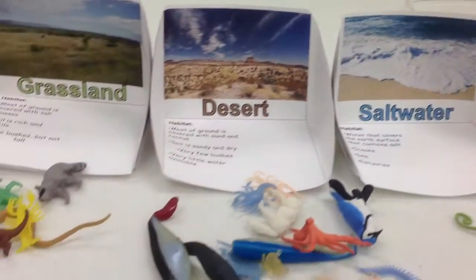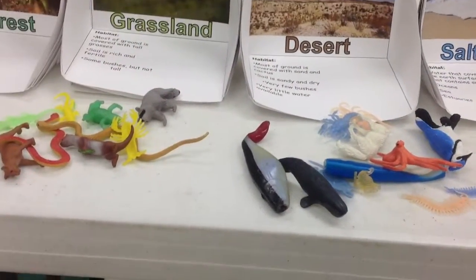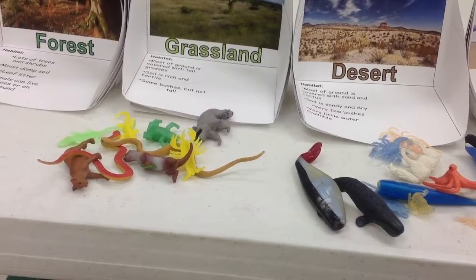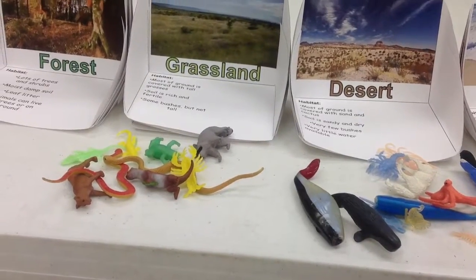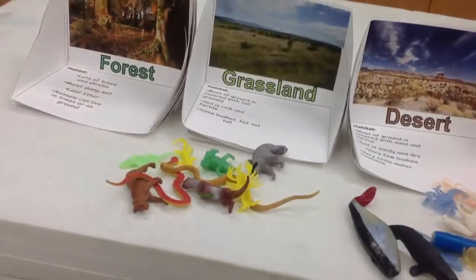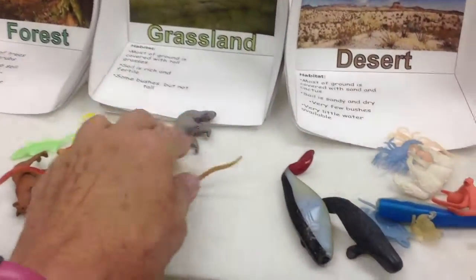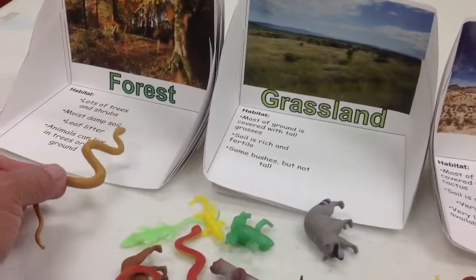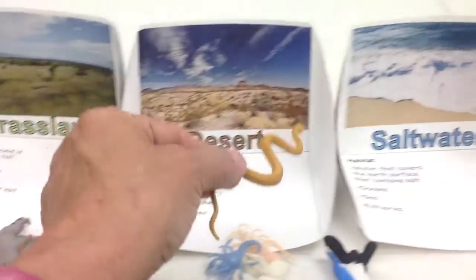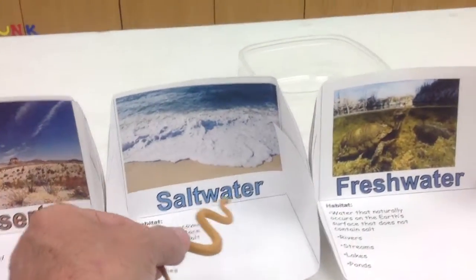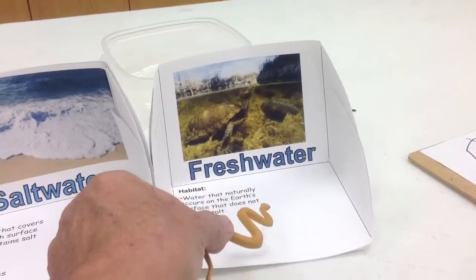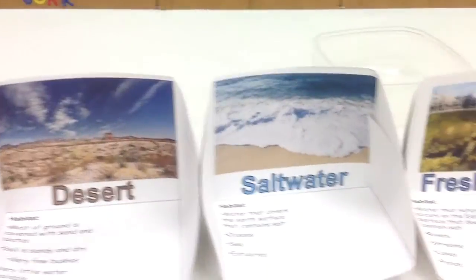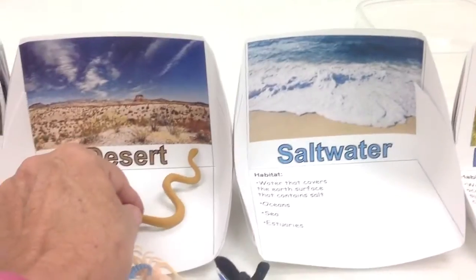Then what we're going to do is take these animals that I put together and sort them into the different habitats that they live in. And they need to understand that, like the snake, he can live in a lot of different habitats. He could live in a forest, the grassland, the desert. There's sea snakes. And of course we have freshwater snakes like the water moccasin. So I'm going to start sorting my animals.